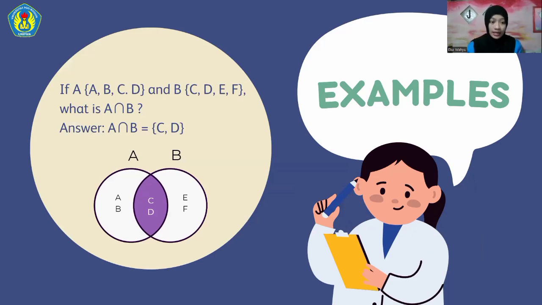Example, if A has elements a, b, c, d, and B has elements c, d, e, f. What is A intersection B? The answer is A intersection B is c and d. So you only write the same members. From A and B, the same members are just c and d.